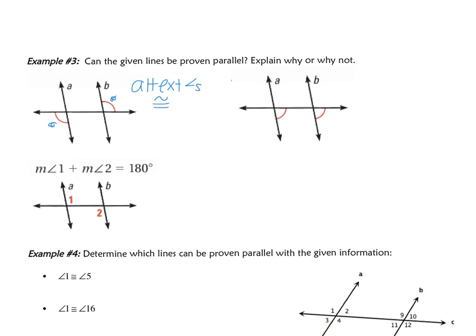So if alternate exterior angles are congruent, am I able to prove that lines are parallel? We'll look back up on the top. Well, yes, that's option 3, showing that alternate exterior angles are congruent. So yes, line A is parallel to line B. Okay, so please do the next 2. Pause the video, identify the angles, and tell me if the lines can be proven parallel.